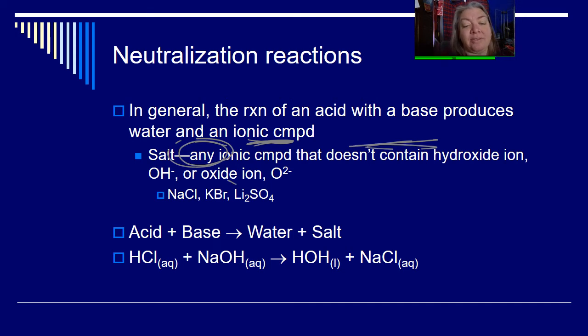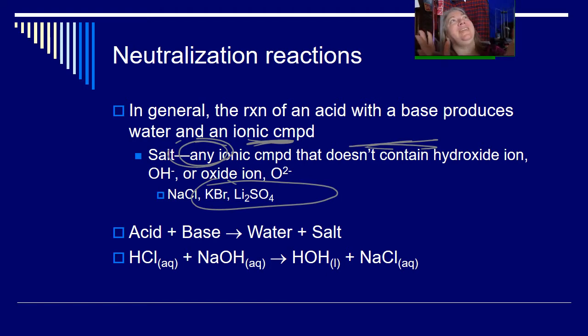So I have a few examples. They're in the middle of the page. Let's see how your naming goes. NaCl is sodium chloride, KBr is potassium bromide, and Li2SO4, don't let that little, oh crap, there's 3 or more elements in there. It's got a polyatomic ion, it's lithium sulfate. Now you might say, wait a second, that ends with oxygen, isn't that a problem? Well, no, because it's inside of a polyatomic ion, so it's fine.